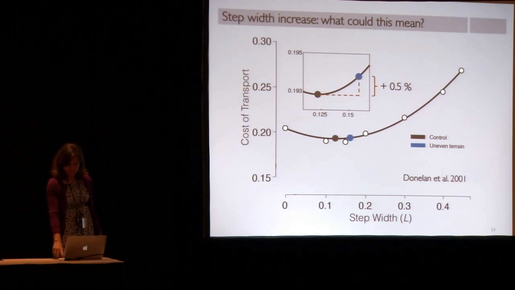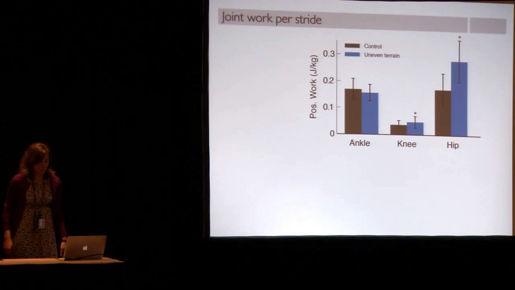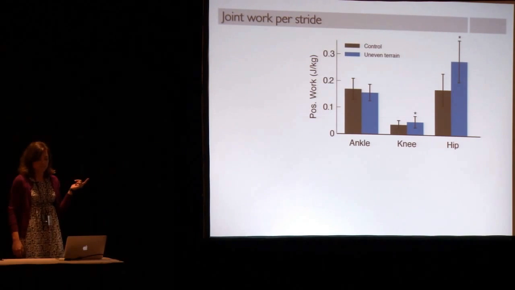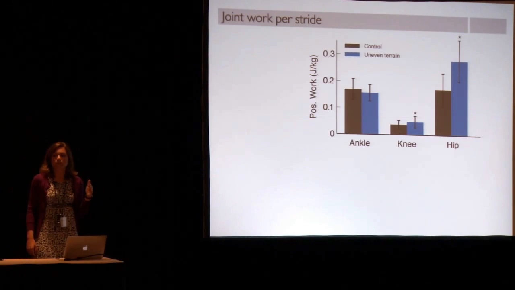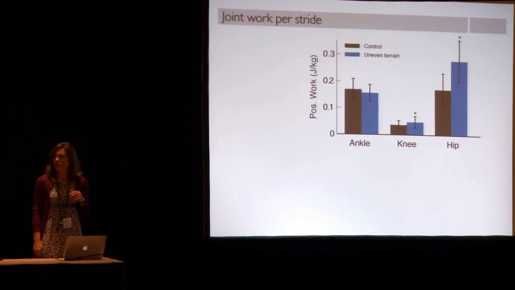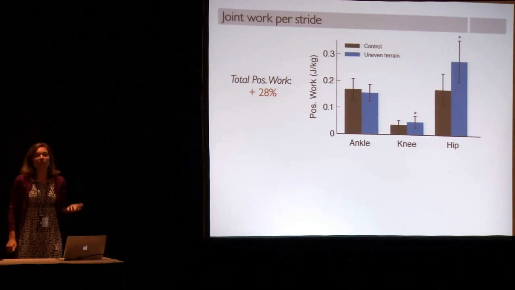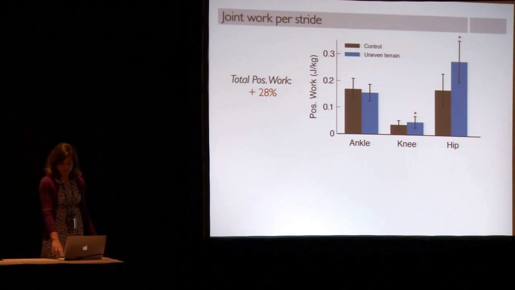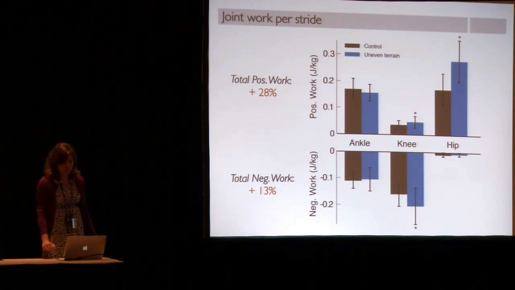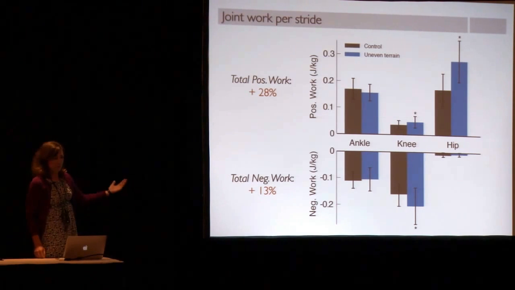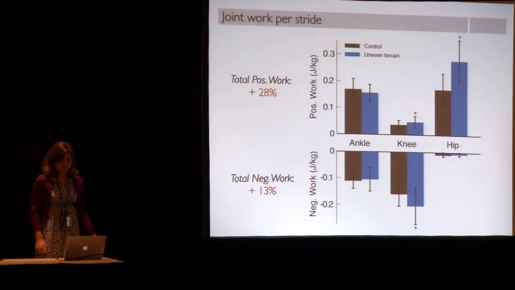So then, the next thing we looked at was joint work per stride, and here's the positive work. The knee and the hip did significantly more positive work, whereas the ankle didn't really change as much. And in fact, we see a total of a 28% increase in total positive work. And similarly, the knee does more negative work, and there's more negative work on uneven terrain.